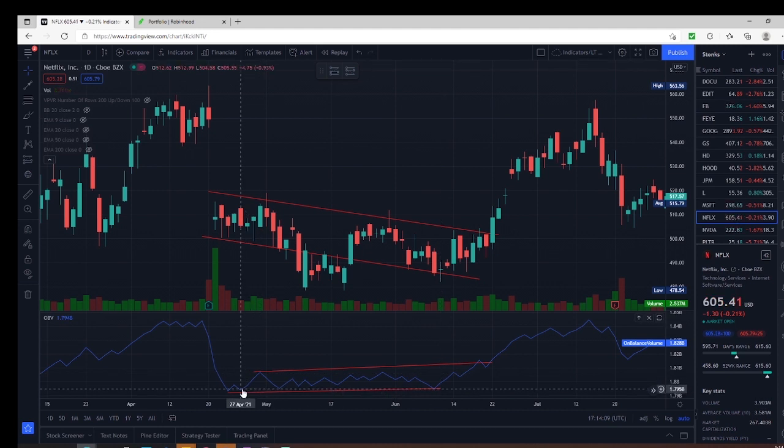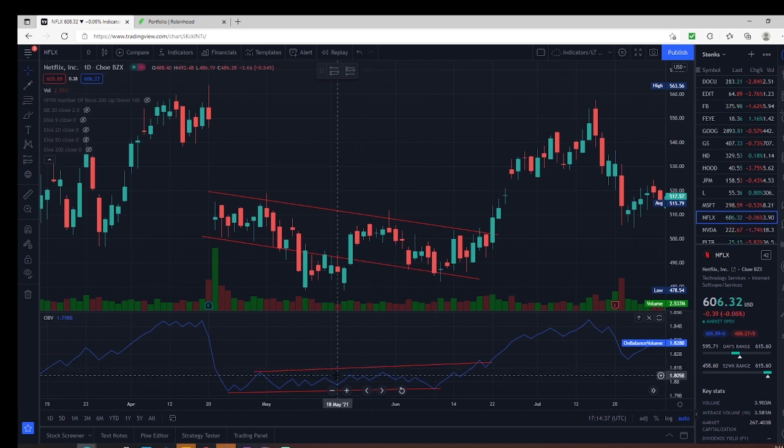The bottom of the OBV was right here on the 23rd at 1.793, and then every single low point that we made as Netflix continued to go lower, that OBV line continued to make higher lows. So that would be a sign that you might want to get into this, because the volume is telling you something that the Netflix price isn't, and perhaps Netflix may be heading higher soon.